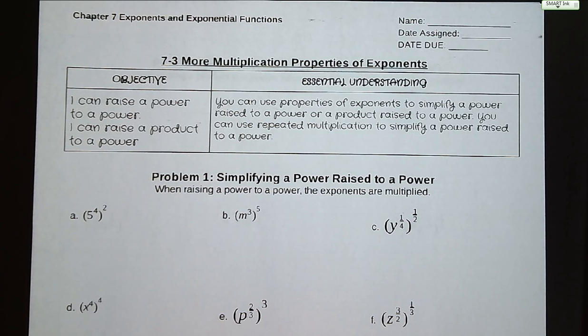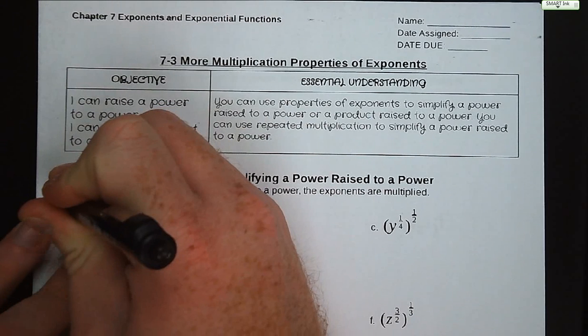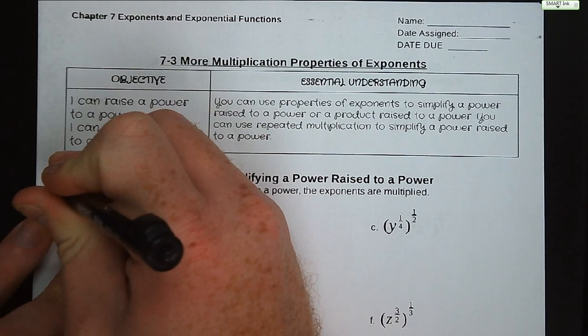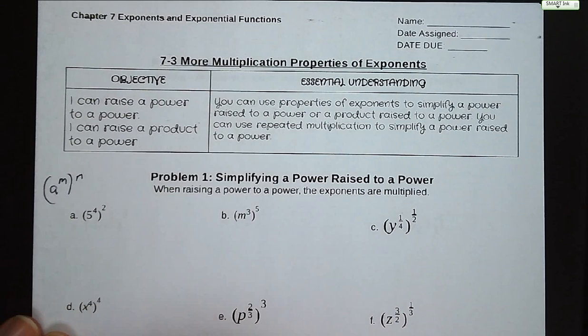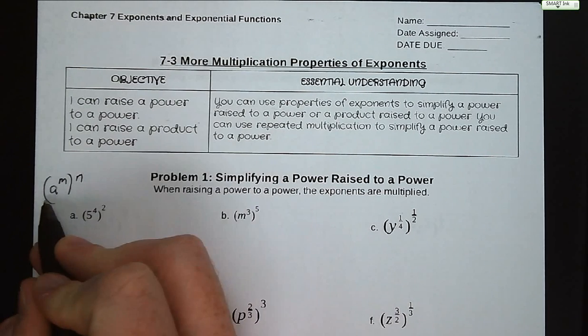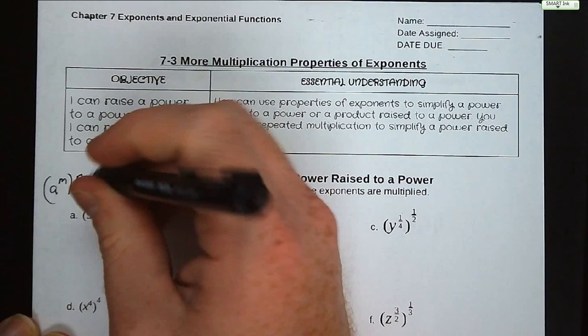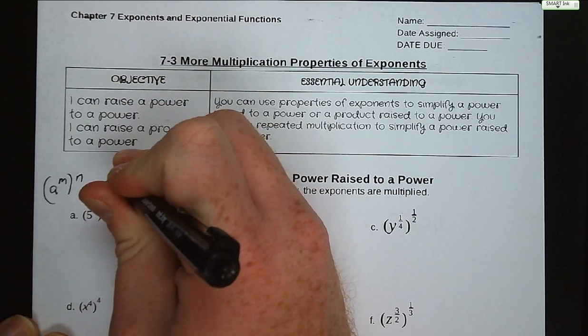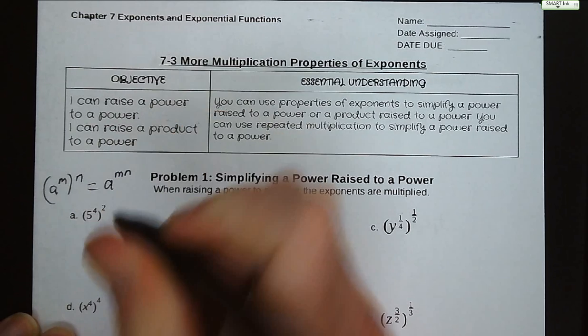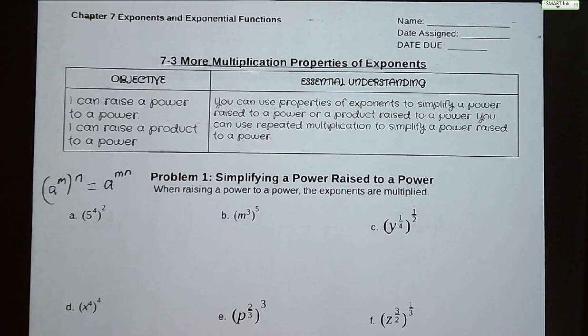So, problem number 1, simplifying a power raised to a power. First, I want to write in what my generic rule is going to be, and that is a to the m power being raised to the n power. So we have a power that is being raised to an exponent. And what we do when we have that is we multiply m and n. So your answer is a to the mn power. You multiply those two exponents.